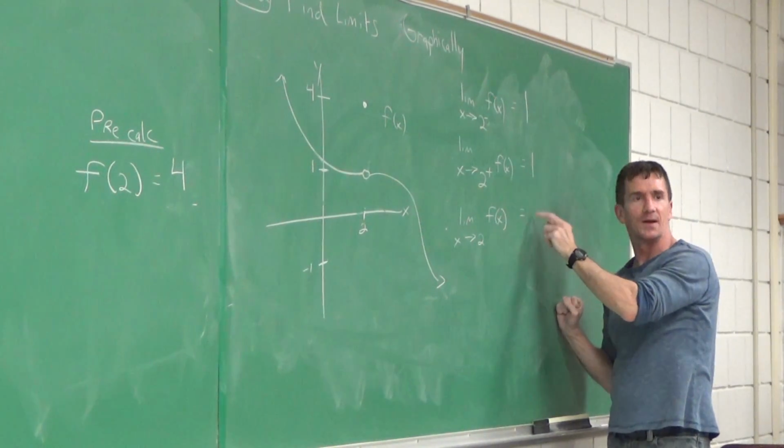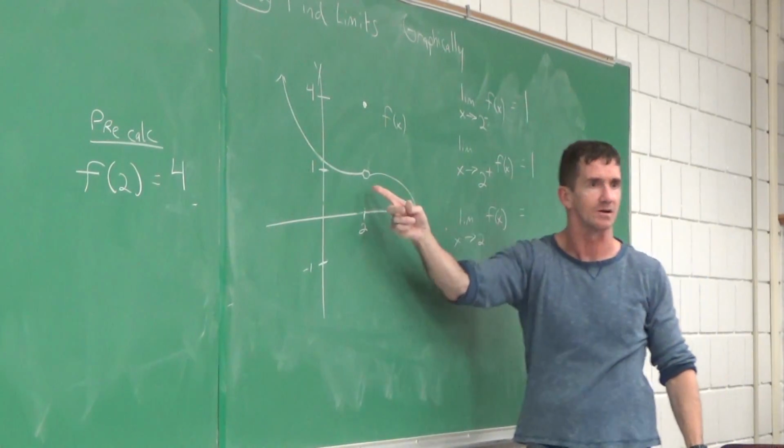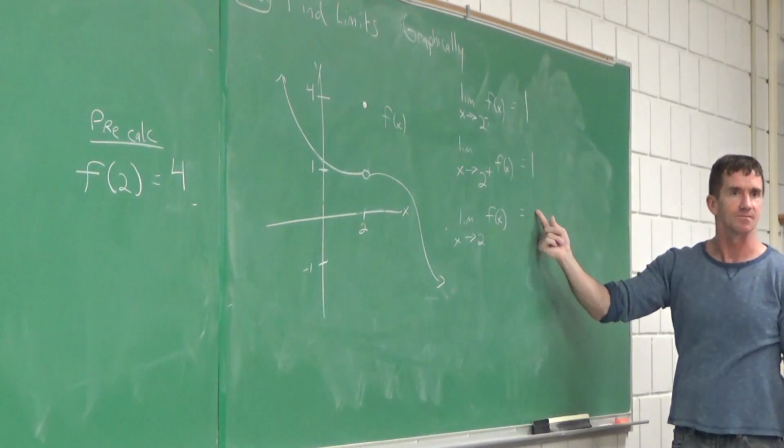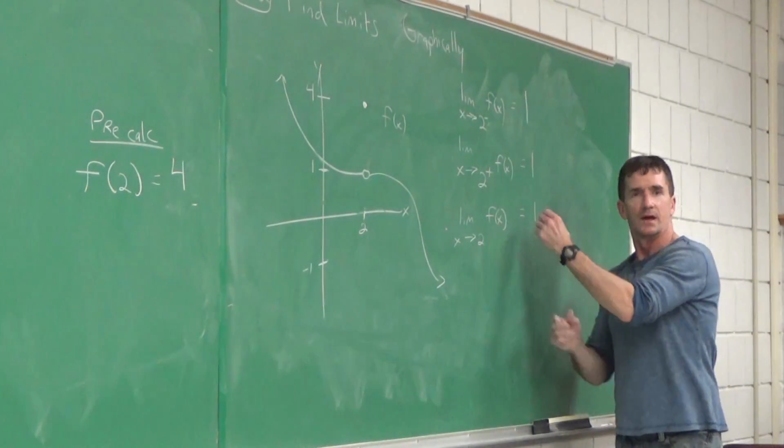See, people get worried about this. They think, oh, I should put DNE here, because they see a hole here. But no, no, no. What's this answer? By this theorem, if that's a 1, that's a 1. What does this have to be? And we can see it actually.